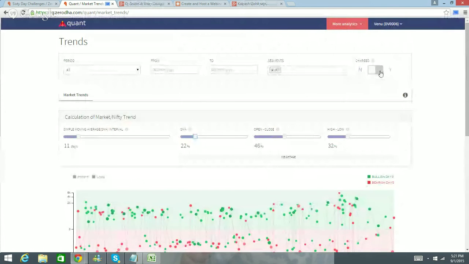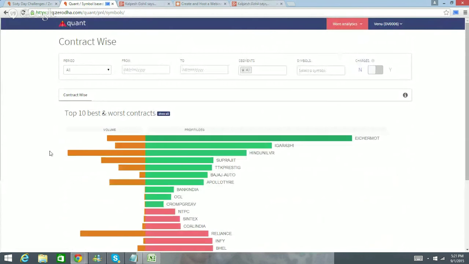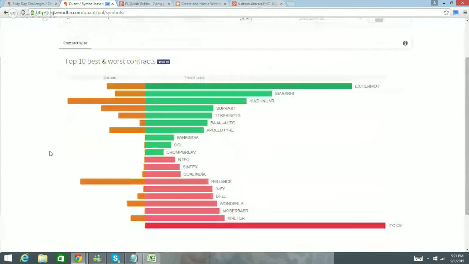Okay. So again, you have an option of charges, no, yes. Contract wise, I mean, I don't know. So if you look at this, should Venu be trading ITC call options? He should probably not be trading ITC call options, right? What this contract view is showing is how Venu has performed on a particular contract. He's not done too much FNO trading, but this is a really nice tool for people who are doing FNO trading.